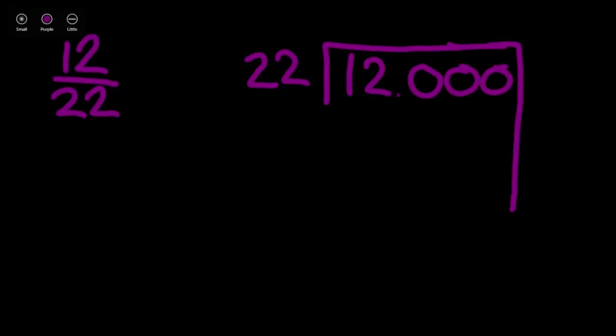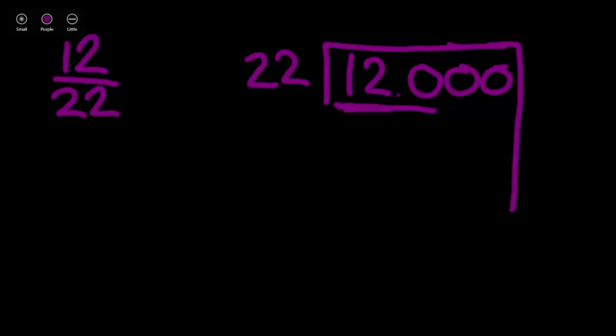So I like to use this strategy to help us break down this problem into easier problems. So let's look at 22. Can 22 go into 1? No, it can't. Can 22 go into 12? No, 12 is still smaller than 22. Can 22 go into 120? Yes. So now we need to find a factor to multiply by 22 to get it as close as we can to 120 without going over.